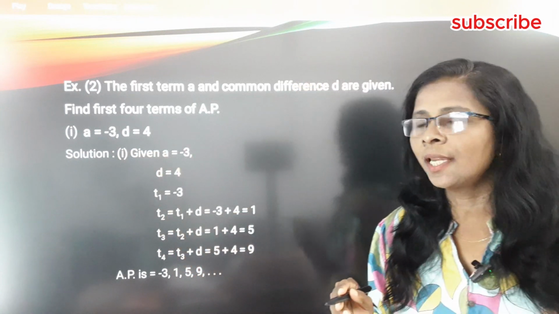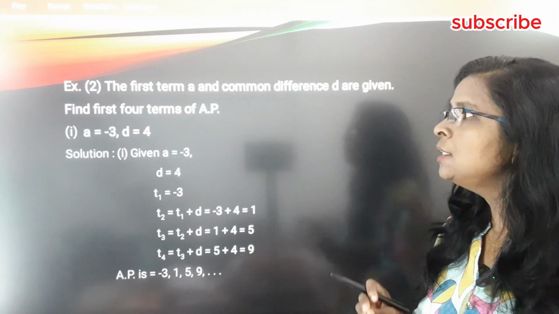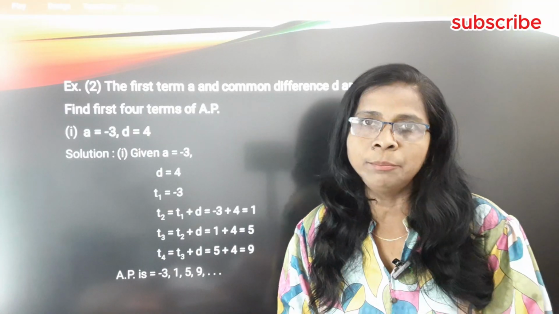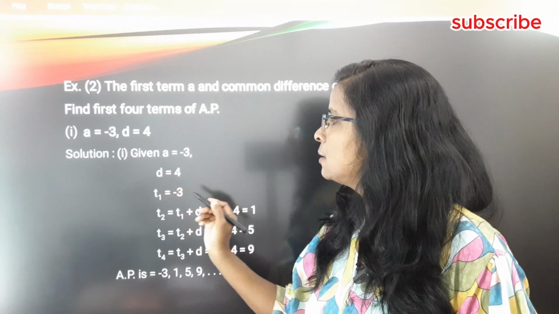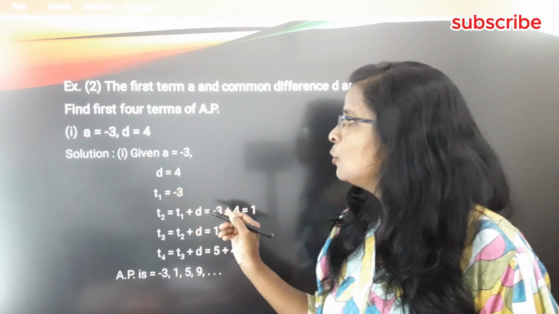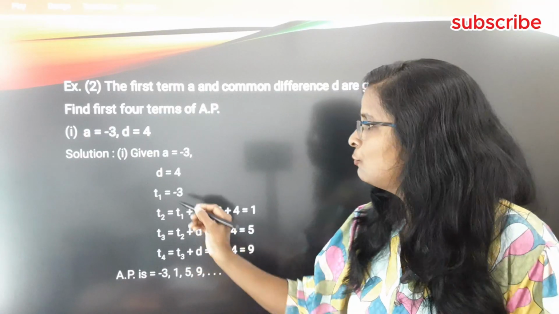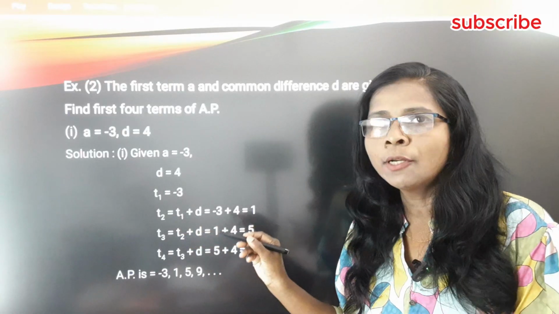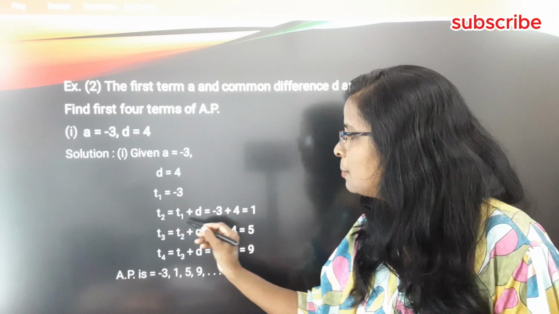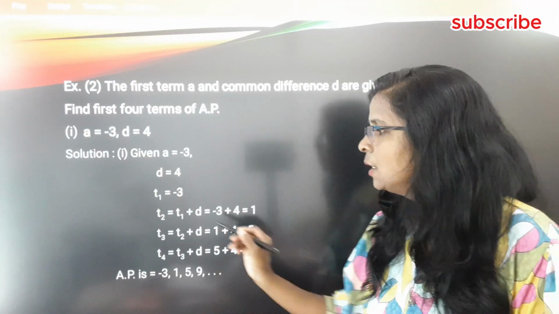This one is the first example. We have to find out the terms of the AP, students. Given A is equal to minus 3, D is equal to 4. Here A is nothing but the first term, so the first term T1 is equal to minus 3. T2, you know the formula for T2, that is T1 plus D, which is equal to minus 3 plus 4 is equal to 1.